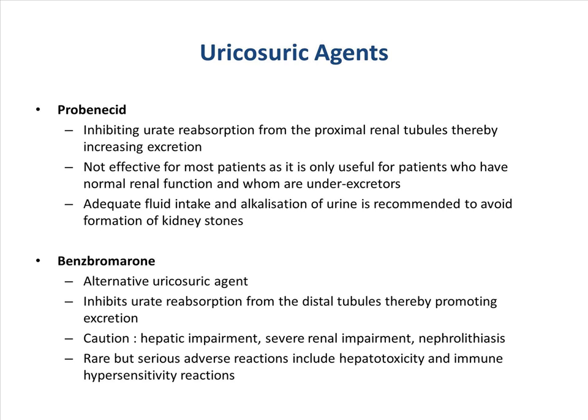Benzbromarone is a useful alternative uricosuric agent. It inhibits urate reabsorption from the distal tubules, thereby promoting excretion. It is contraindicated in hepatic impairment, severe renal impairment, and nephrolithiasis. Rare but serious adverse reactions include hepatotoxicity and immune hypersensitivity reactions.